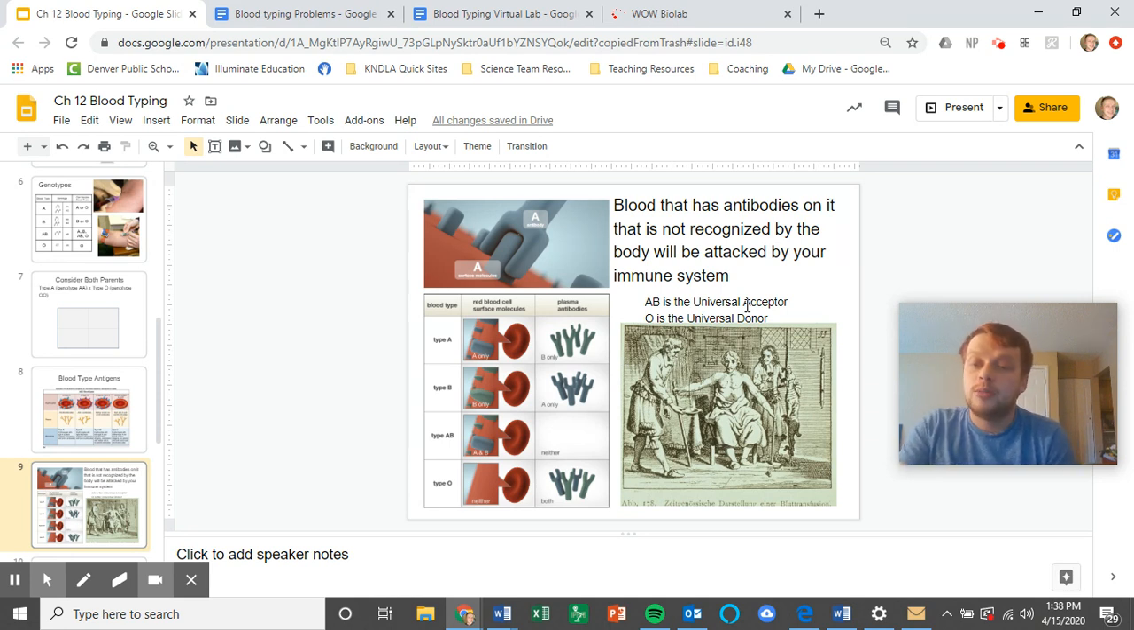People with type O blood can only get blood from people with type O blood, but since there are no antigens on their blood, they can actually donate to anyone. So people who are type O are the ones that the Red Cross calls every month to try to get blood donated because it's such useful blood.